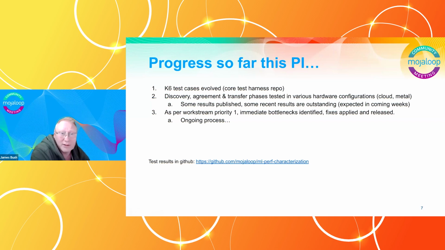So far, we've run the tests on a few different hardware configurations between our Mojaloop.